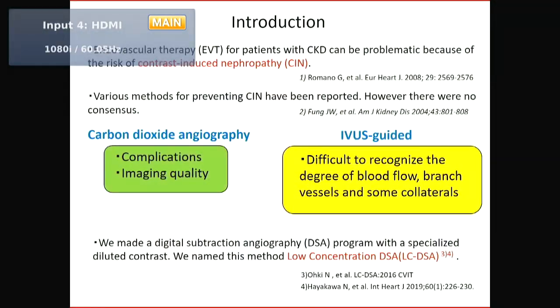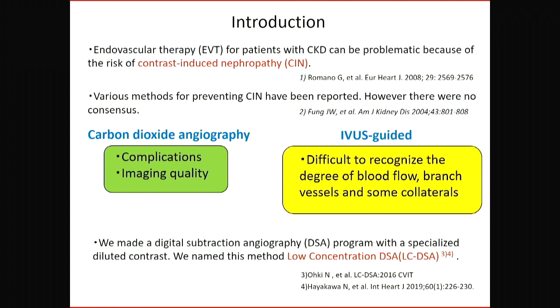So at first, an EVT for a patient with CKD can be problematic because of the risk of CIN, as you know. Various methods for preventing CIN have been reported. However, there was no consensus. So we usually use carbon dioxide angiography or an IVUS-guided approach. However, they have their own weak points, such as complications and imaging quality.